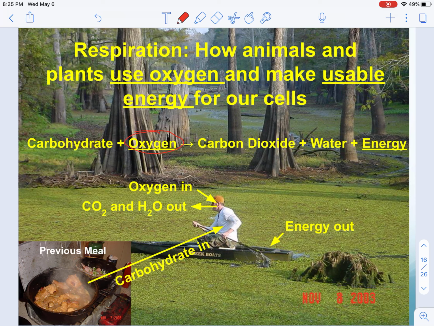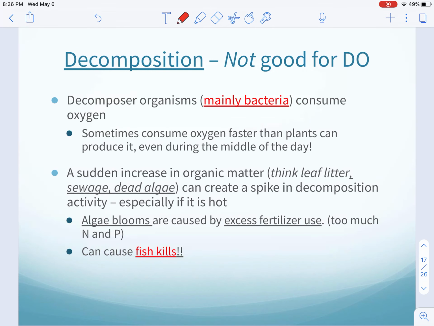So we need to think about that temperature thing that we discussed earlier. We also need to think about, during the whole day, are there times when organisms are going to do more respiration? And are there times when they are not going to do as much respiration? How does that balance the oxygen level in aquatic ecosystems?